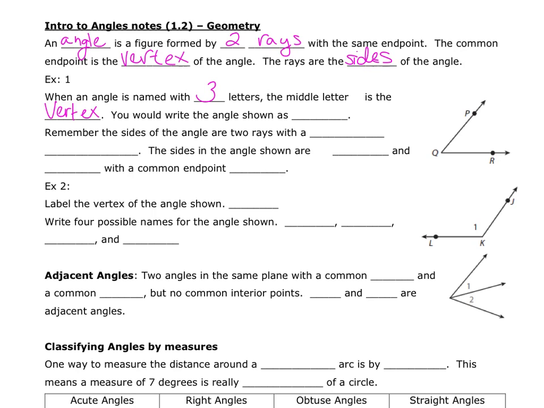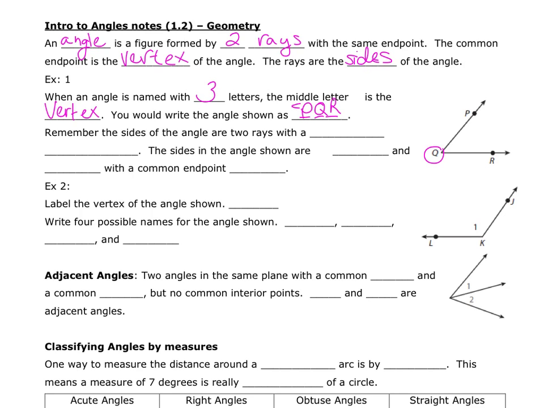So looking at that same angle off to the right, when we have three letters, so blank, blank, blank, the middle letter would have to be the vertex, and that's our Q. The other two letters then would be the other two points that our ray will go through. So we could put a P, and then we could put an R. And that R and the P could be rotated. It could be angle PQR, or it could be angle RQP.